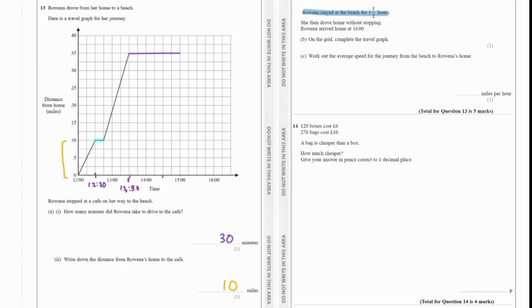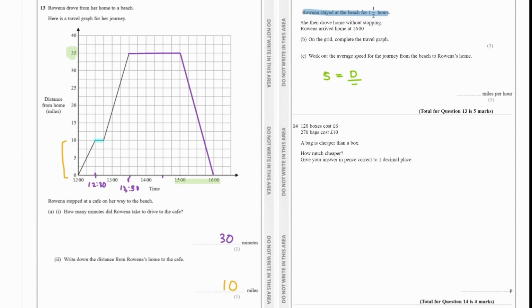She then drives home without stopping and reaches at 16 o'clock. So from 15 o'clock, we will just draw a line down to 16 o'clock to show her journey back home without stopping. Part C says, work out the average speed for the journey from the beach to Rowena's house. So from the graph, we can see that the distance that she drove from the beach to her house is 35 miles. And she drove this distance between 15 o'clock and 16 o'clock, which is 1 hour.